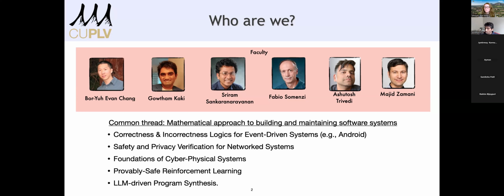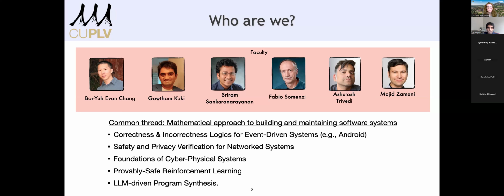V in PLV stands for verification. Verification is essentially verifying that your systems actually do behave the way you want them to behave. It's not the same as testing, where you write a bunch of test cases, but that's not verifying your system because you might have missed a few cases. Verifying is mathematically proving that your system behaves the way it's supposed to behave, and more importantly, doing so automatically.